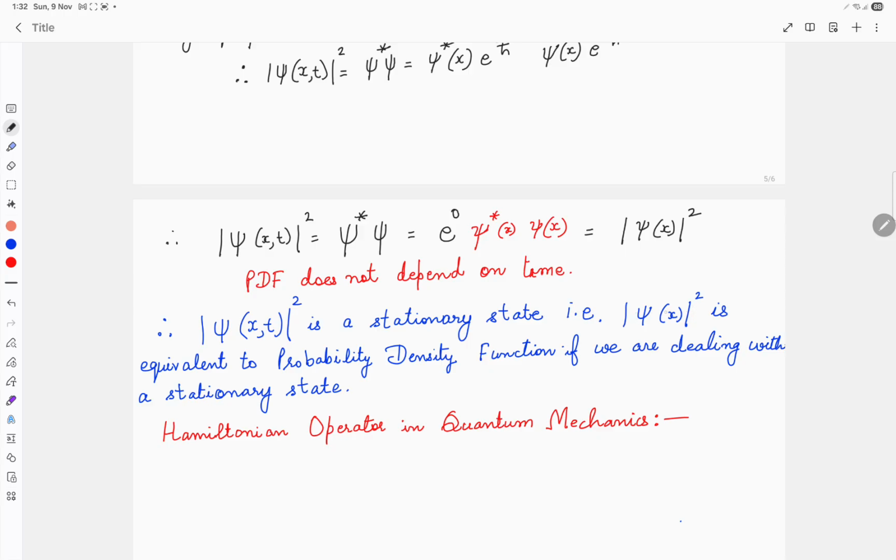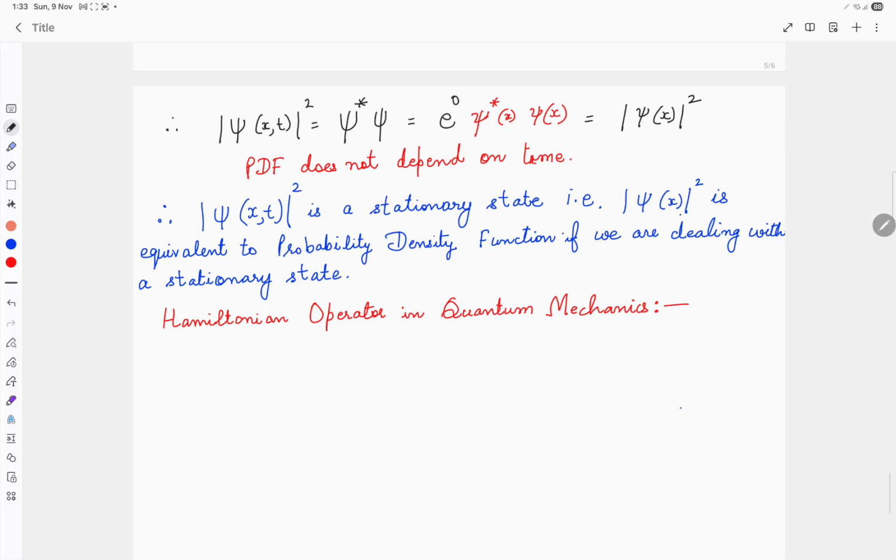The absolute value square of psi x only is equivalent to the probability density function. This is the probability density function, this is also the probability density function, right? And this is equal to this. So therefore we are dealing with a stationary state, because the exponent factors cancel out, because the probability density function does not depend on time, though the wave function changes with time. So therefore we call these separable solutions stationary states, right?